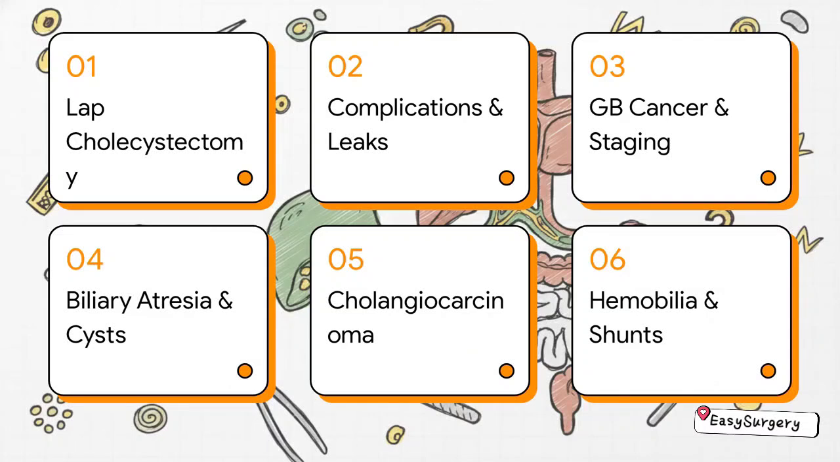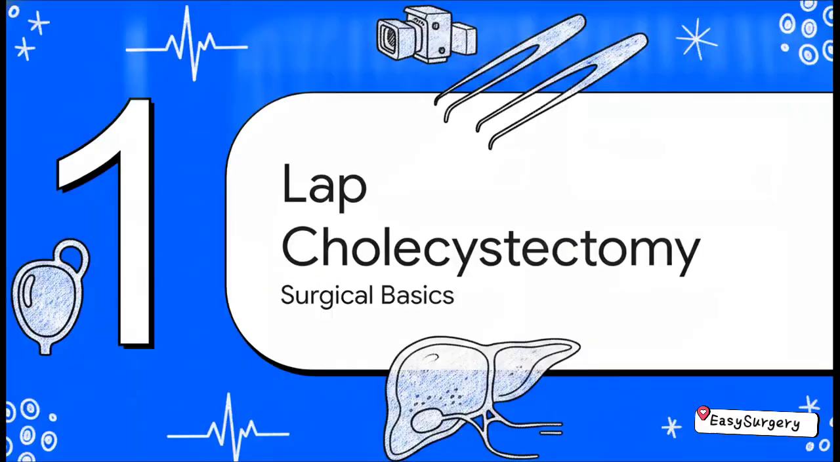Today, we are hitting 6 critical clinical pillars: the laparoscopic cholecystectomy, complications and bioleaks, gallbladder cancer and staging, biliary atresia and cysts, cholangiocarcinoma and biliary strictures, and finally, hemophilia, bilirubinemia, and shunts. To understand the pathology, we really have to establish our baseline normal first.